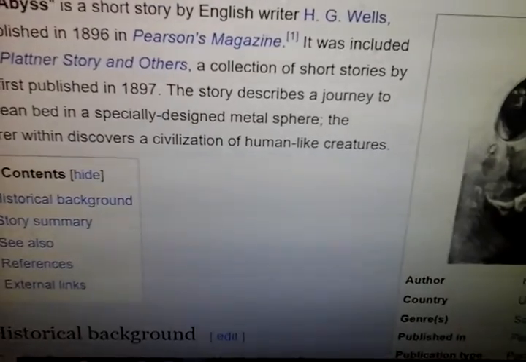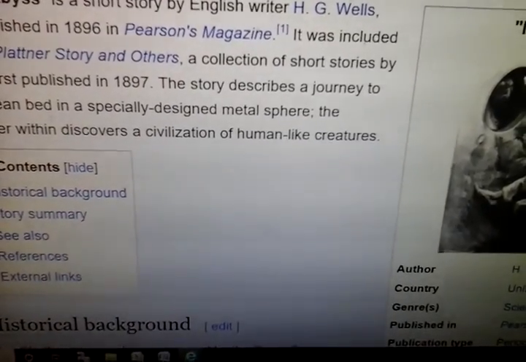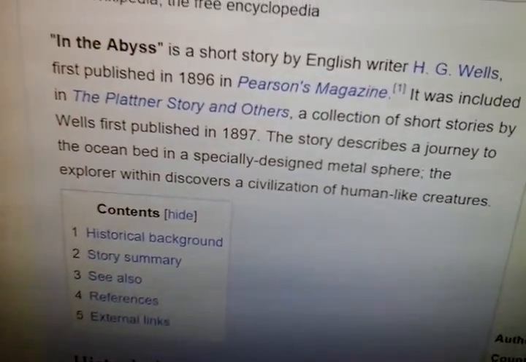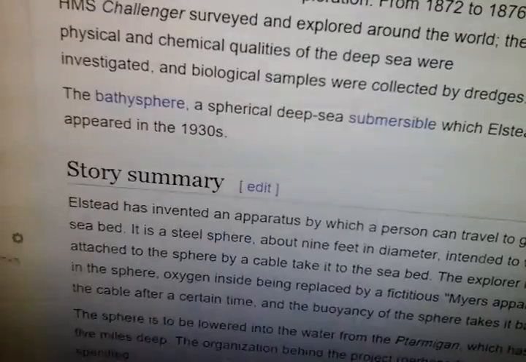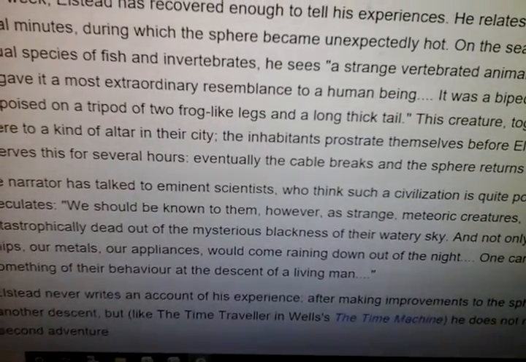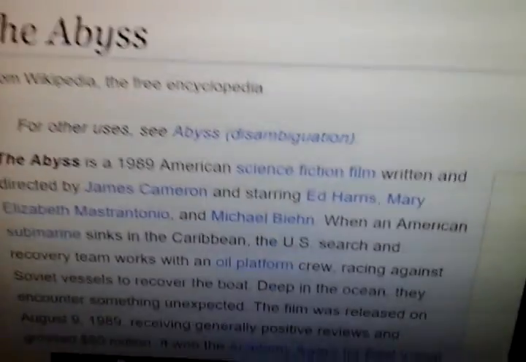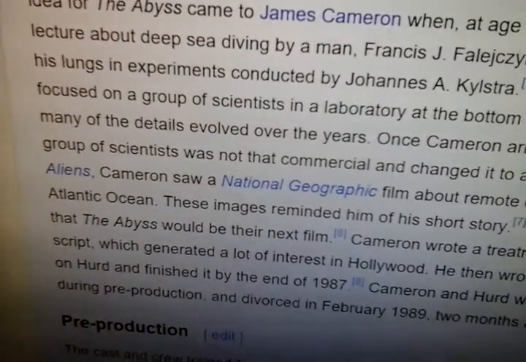Let's go back to the movie called The Shape of Water. Go back to the movie The Creature from the Lagoon. Right? I'm connecting it for you. Let's go back into The Abyss. Right? James Cameron wrote this back in '89. Whatever. Right?